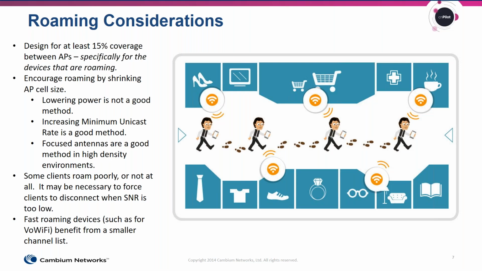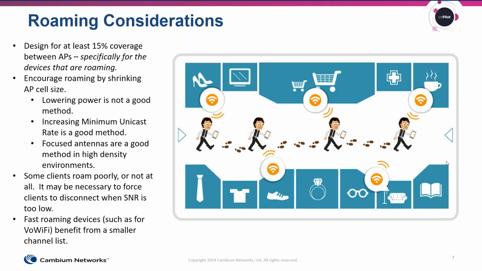So what I recommend doing is you set a minimum unicast rate. Basically what that does is that tells clients they can only connect if they can communicate at high enough data rates, at whatever the limited data rate is that you're setting. So for 2.4 and 5 gig, I like setting that at 12 megabits per second.